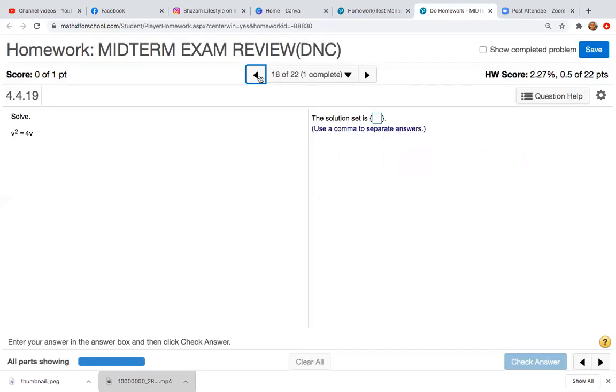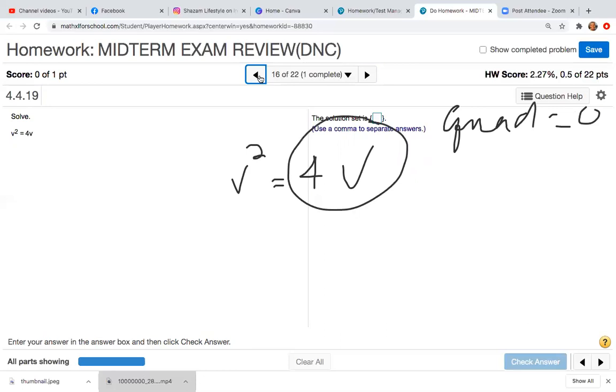All right, guys, we've got to solve this one. v squared is equal to 4v. First step is to set the quadratic equal to 0. And to set this quadratic equal to 0, we're going to take the 4v and move it over to the left side, so it becomes a negative 4v. And as always, when you're factoring, guys, ask the question, is there a GCF? I mean, you don't have to ask the question out loud. You could just do it in your head, you know? Let me see.